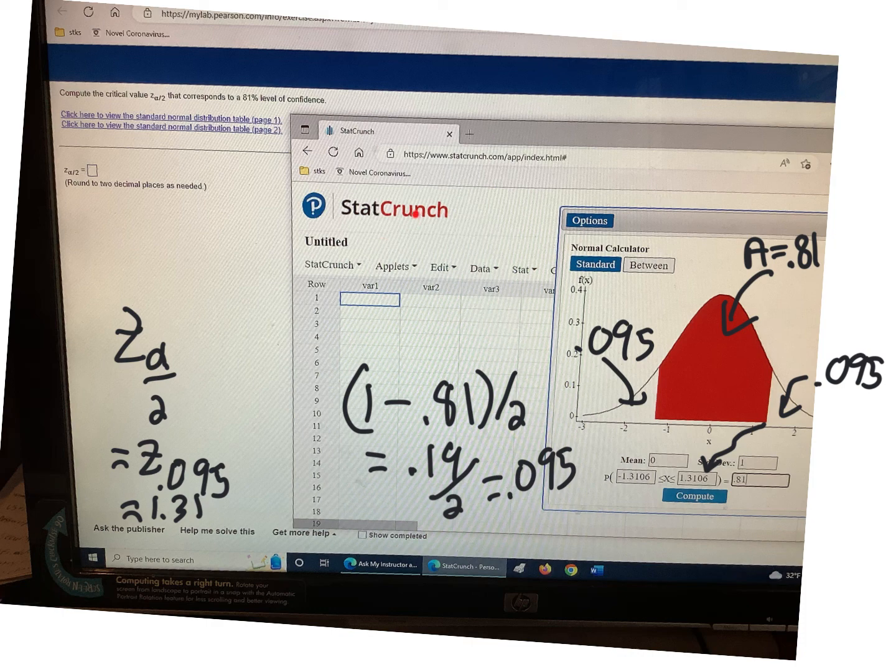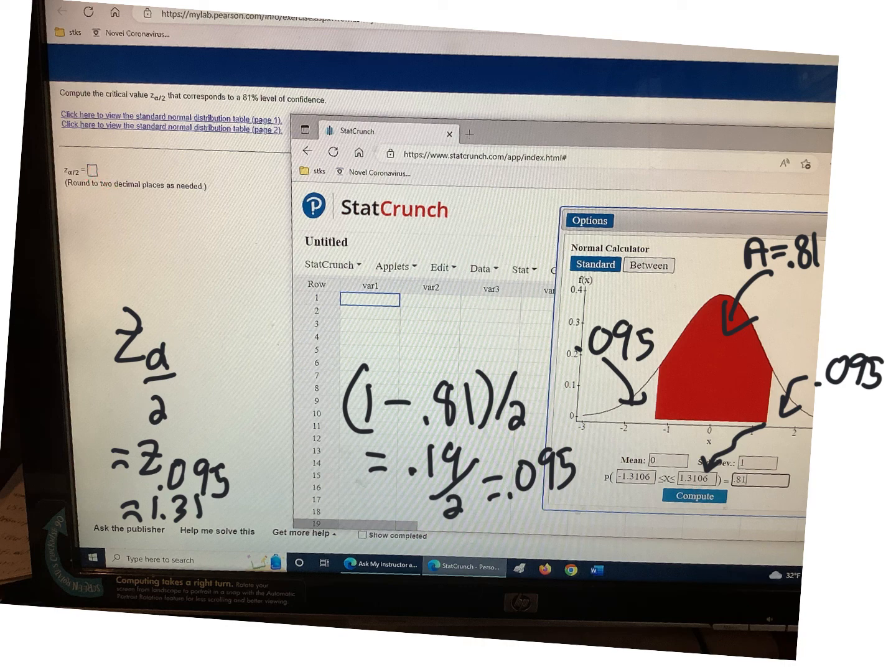If you open StatCrunch, click down here, get more help, and open StatCrunch, click on Stat, and then Calculators, and then you select this normal calculator. And then I've selected between because we're talking about an 81% confidence interval. So I click between, I put 0.81 in here, click compute. This is the number they're after, the 1.31. That's z sub alpha over 2.